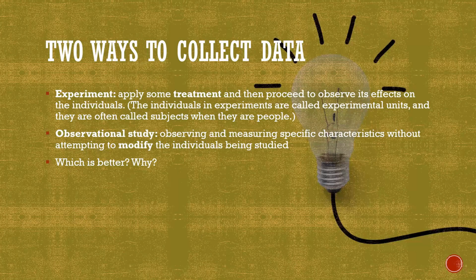The idea is that with an experiment, since the experimenter is either randomly or deliberately choosing individuals to be put into the two different groups, the treatment and the non-treatment group, you can know that the groups are similar in important characteristics. In an observational study, that's not the case.